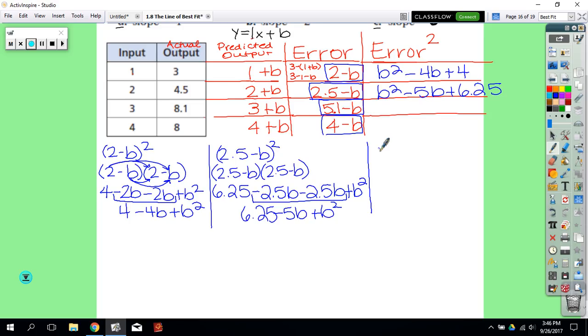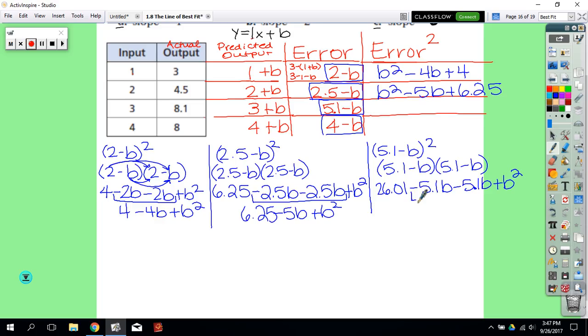For the third one, again, we have 5.1 minus b squared. So we're doing 5.1 minus b times 5.1 minus b. And again, start by distributing the 5.1. So 5.1 times 5.1 is 26.01. And 5.1 times negative b is negative 5.1b. Okay, come over here, distribute the negative b, so negative 5.1b. And then negative b times negative b is plus b squared.